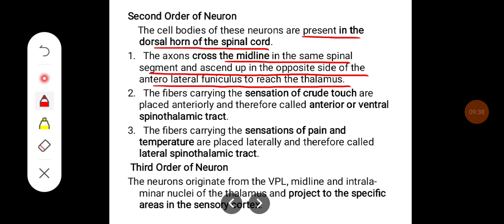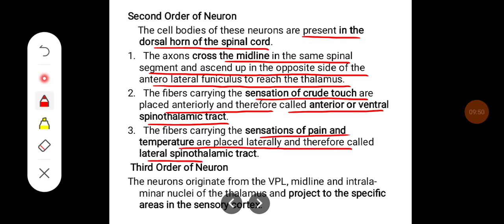The fibers carrying the sensation of crude touch are placed anteriorly, therefore they are called the anterior or ventral spinothalamic tract. The fibers carrying sensation of pain and temperature are placed laterally and therefore called the lateral spinothalamic tract. The third order neurons originate from the VPL, midline, and intralaminar nuclei of the thalamus and project to the specific areas of the sensory cortex.